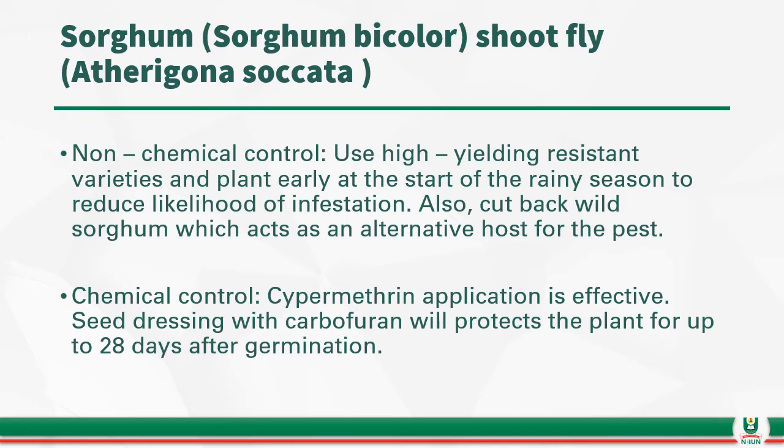And it can also be controlled non-chemically by using the high yielding resistant varieties of the plant. And you also plant early, like at the start of the rainy season. That's when you plant the resistant varieties. When you do this, you reduce the likelihood of infestation, and then you also cut back the wild sorghum types, because these are the alternative host for the pest. So you do not use the wild sorghum type, you use the resistant varieties.